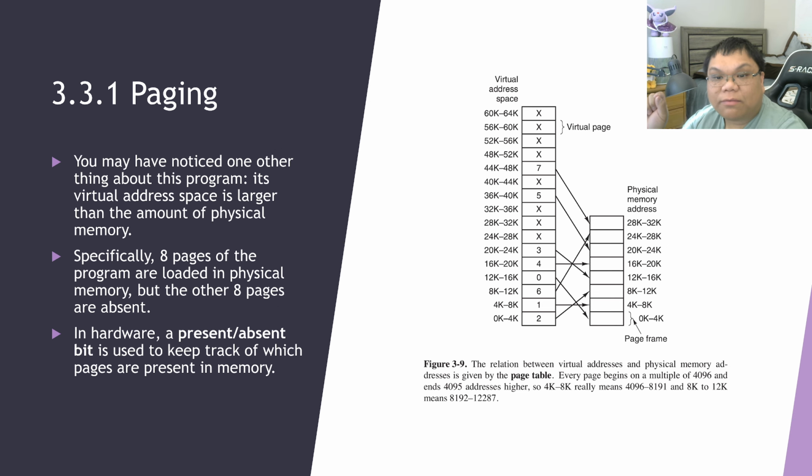Also, you may have noticed one thing: the virtual address space is larger than the amount of physical memory. Specifically, we have 8 pages of the program loaded into physical memory, but the other 8 pages are absent. Where are they? We'll get to that in a little bit. In hardware, we have a present/absent bit used to keep track of which pages are in memory and which pages are not in memory.